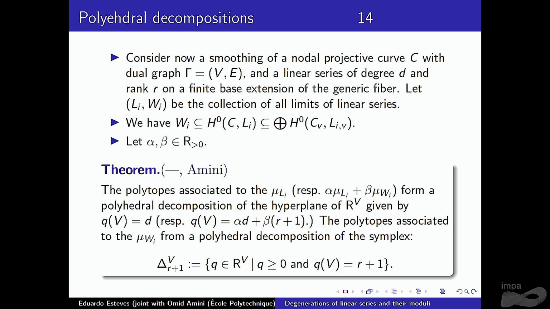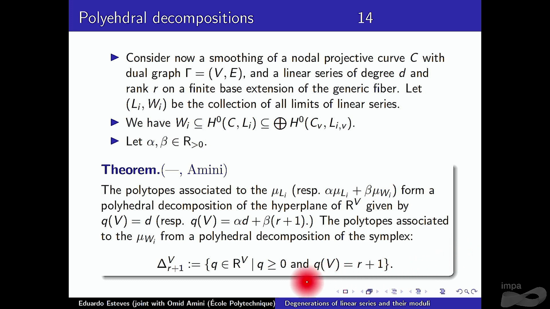So that's the theorem: if you just concentrate on the polytopes associated to the sheaves, you get a polyhedral decomposition of this hyperplane of R^V given by the condition that Q of V is equal to d, the degrees of the L_i. And also, if you look at the polytopes associated to the W_i, so the vector spaces, they form a polyhedral decomposition of this simplex here.